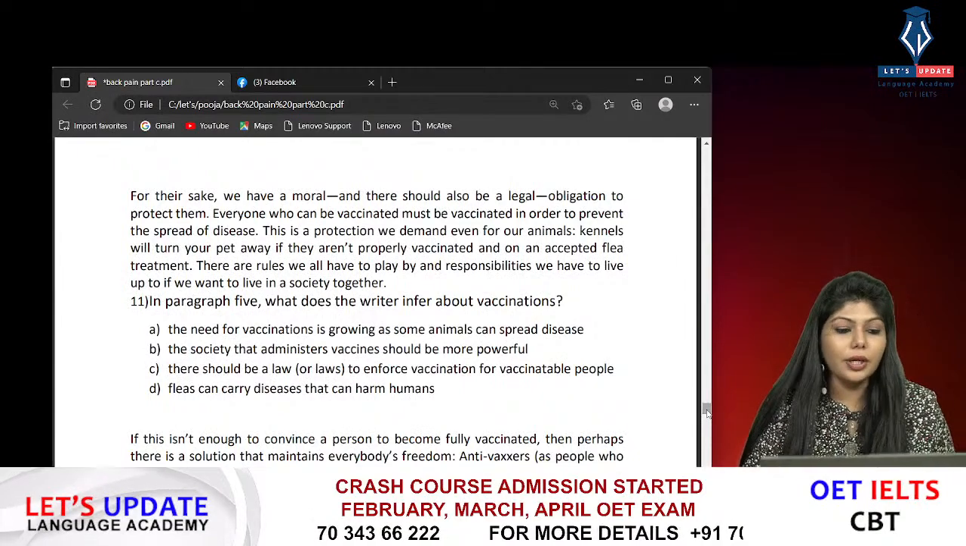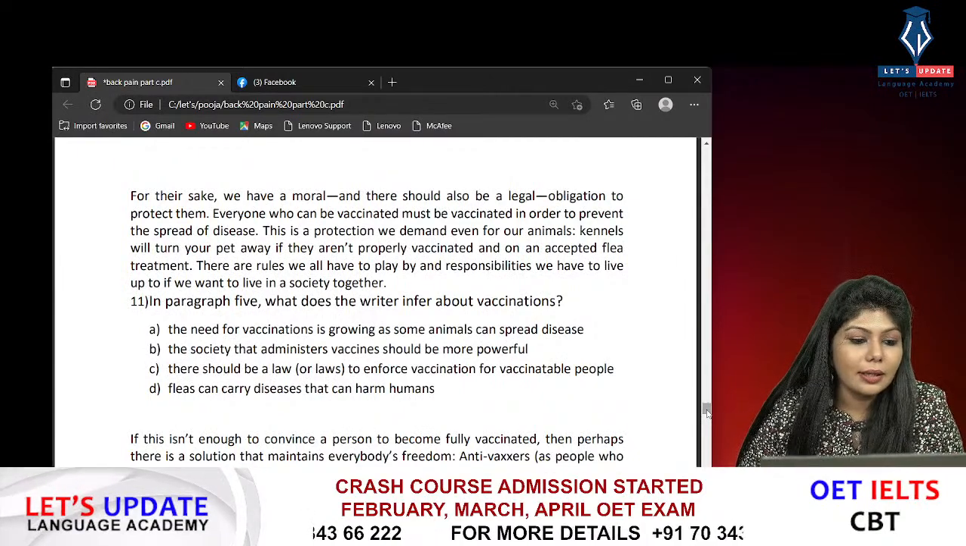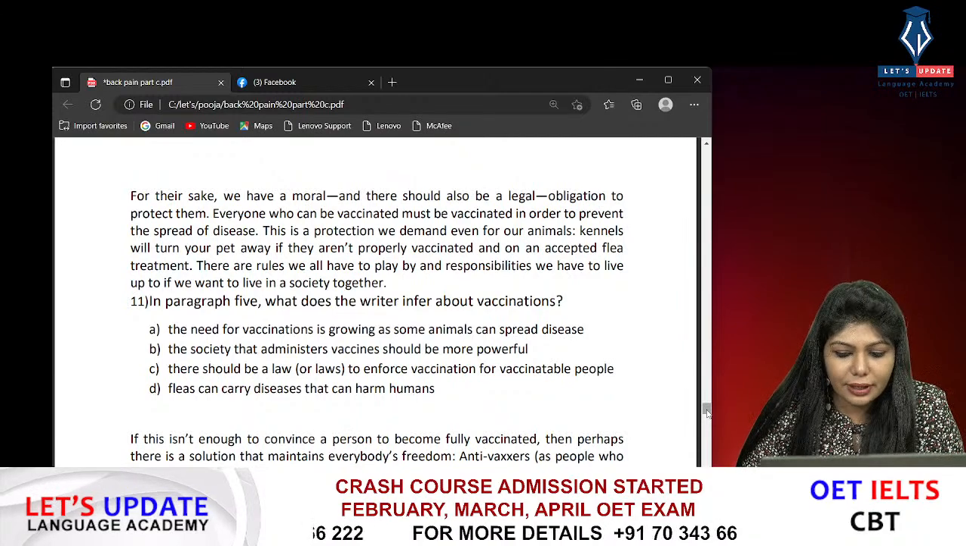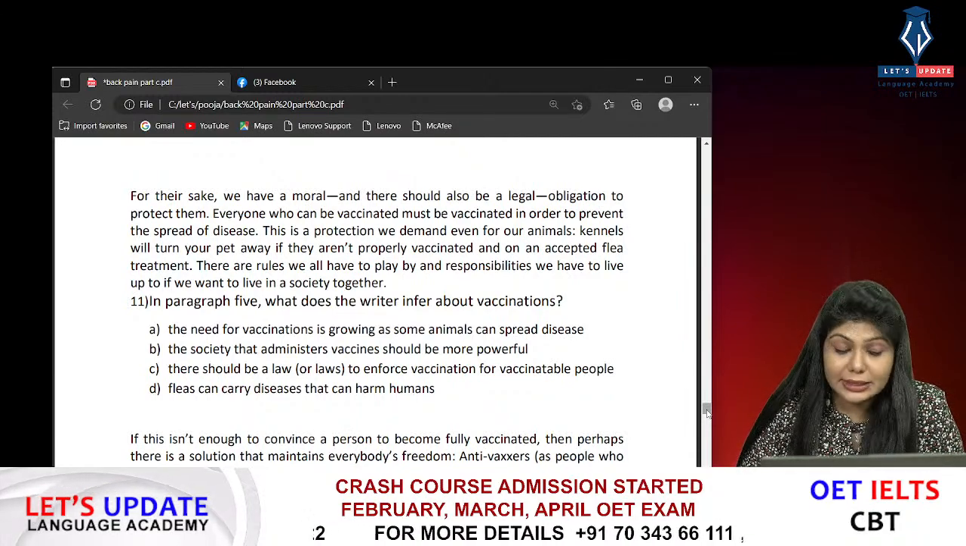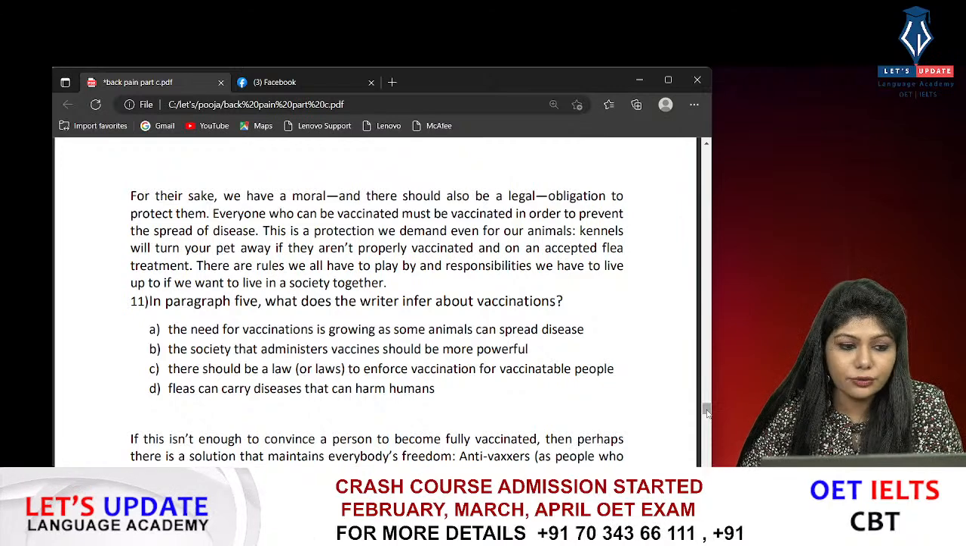So moving on to the next question, question number 11, paragraph 5. What does the writer infer about vaccinations? And this is the paragraph. I'll give you a minute to solve it.